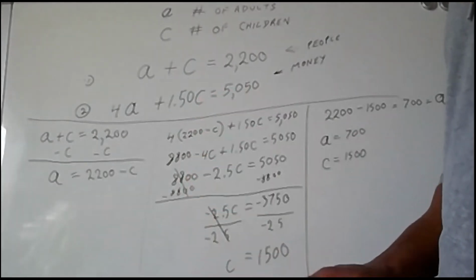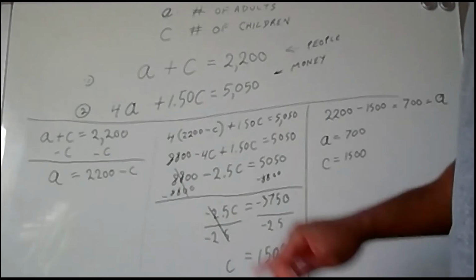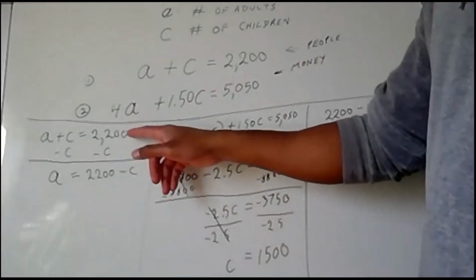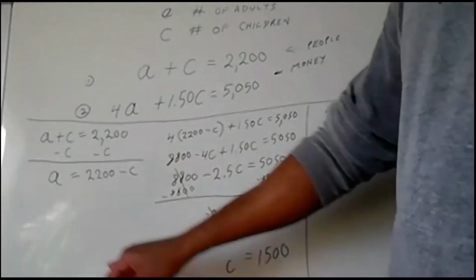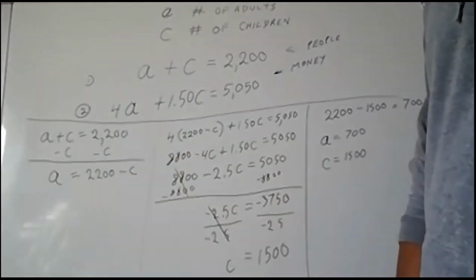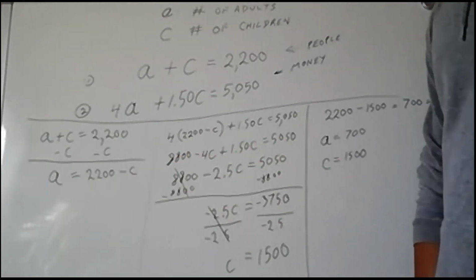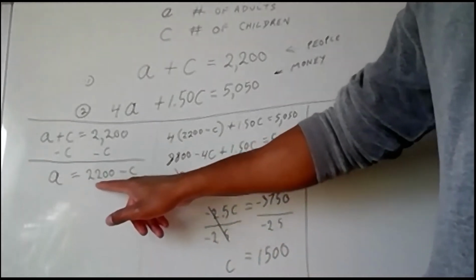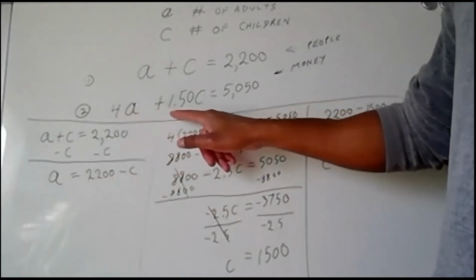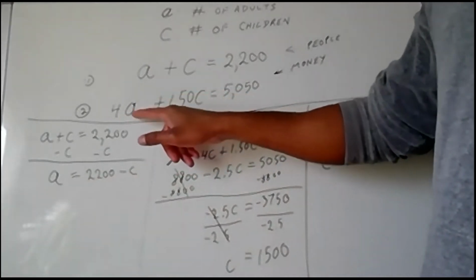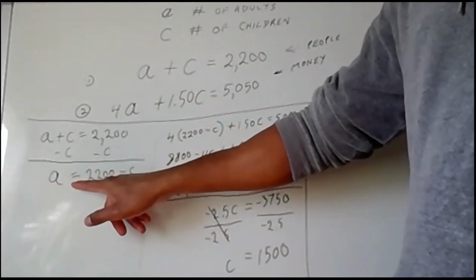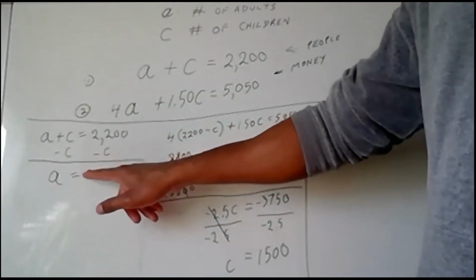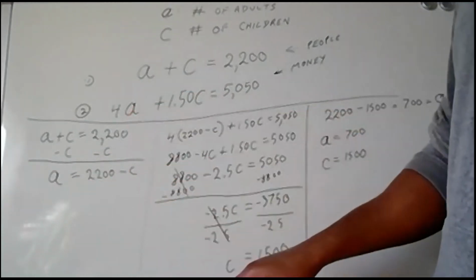And then we tried to find a way to solve for one of these variables at a time. So we decided that we were going to rewrite the first equation so that it says A is equal to everything else. So we got A is equal to 2,200 minus C. That allowed us to substitute this part into equation 2 for A, because we know that A is equal to 2,200 minus C. We're able to take that and plug it in for A, which we did right here.